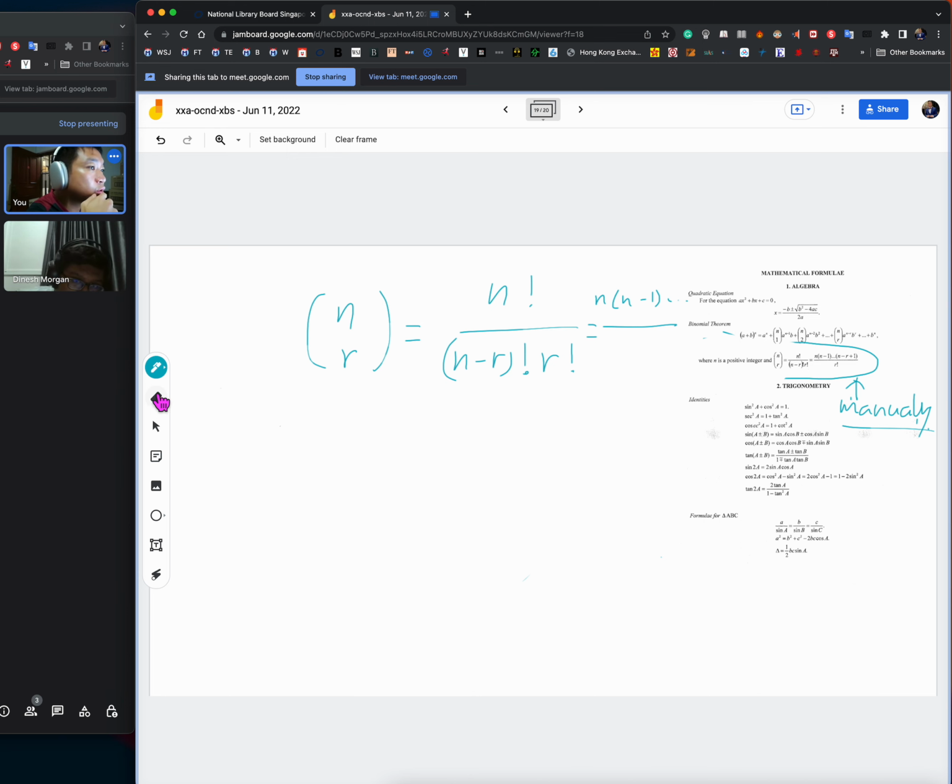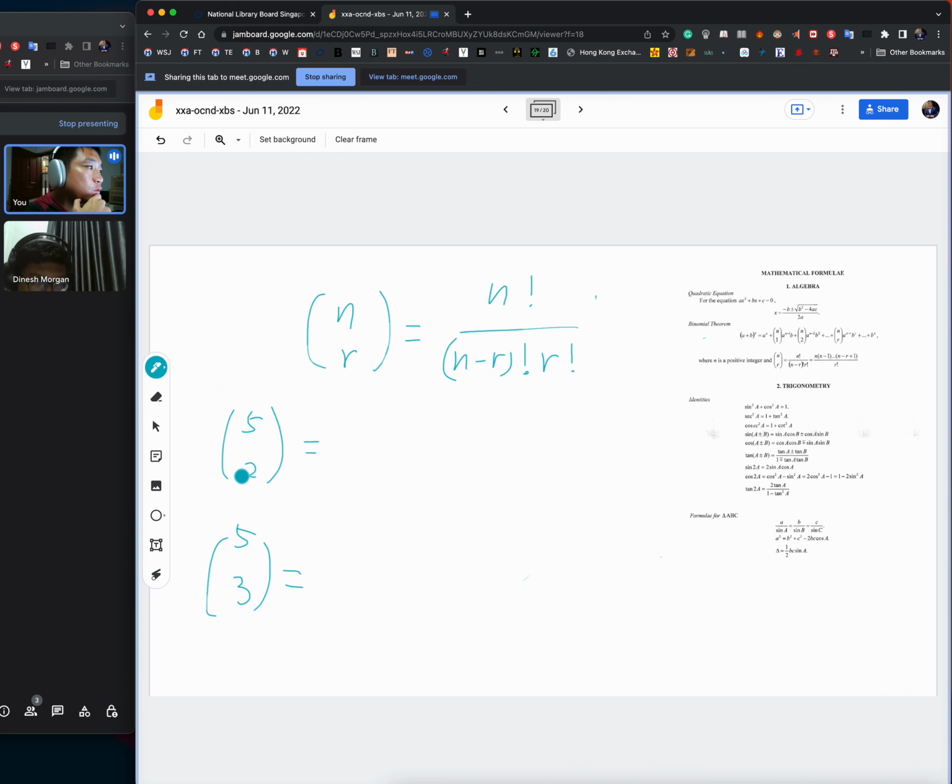Okay, never mind. I don't have to write it down because the formula is right next to me. Let me just do the 5 choose 2 and 5 choose 3. According to the formula, I should have 5 factorial above, and 5 minus 2 factorial times 2 factorial below. Okay, so what is 5 factorial?